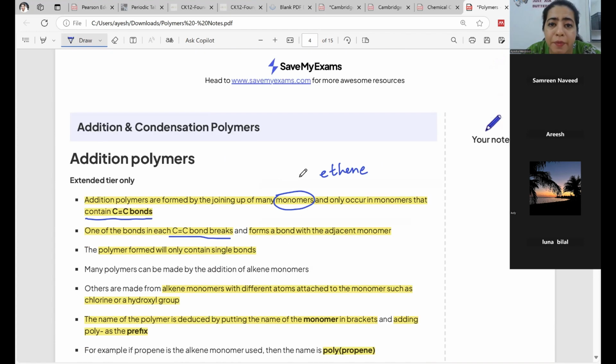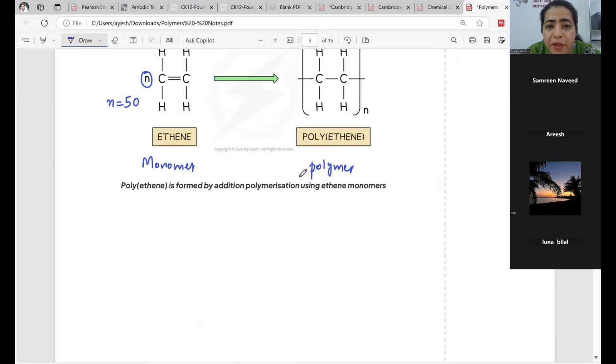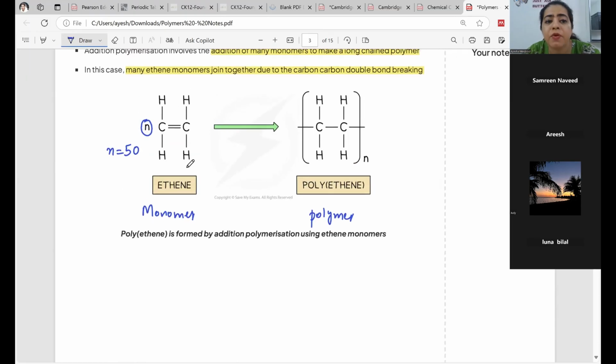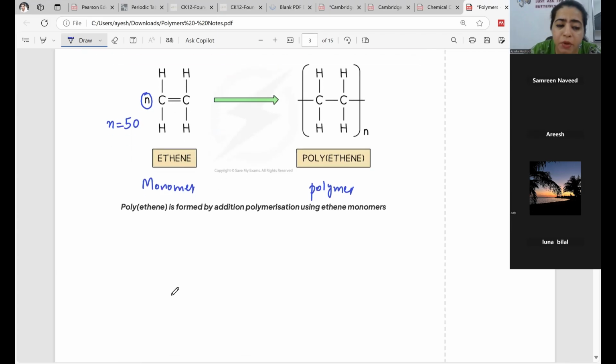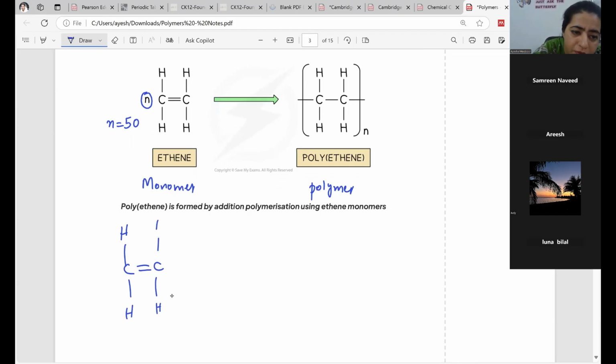How? Let me just show you this example again. We said that this ethene is a monomer which can join together to make a polymer. So take one ethene molecule. This is one ethene. Write it as it is, like it is given to you. Then take another ethene molecule which you want to join with it.